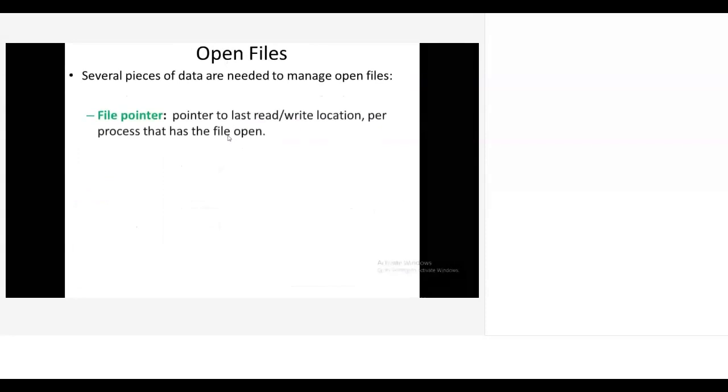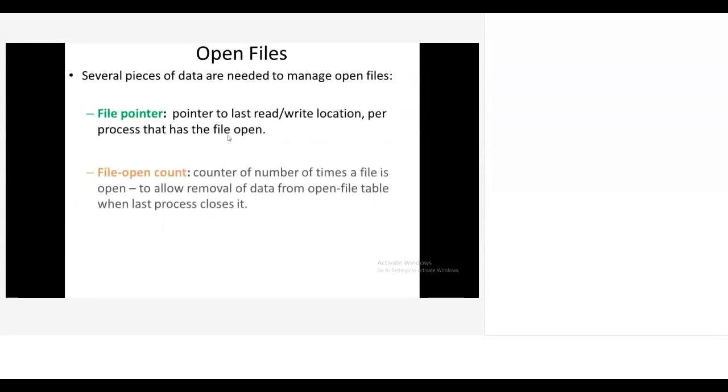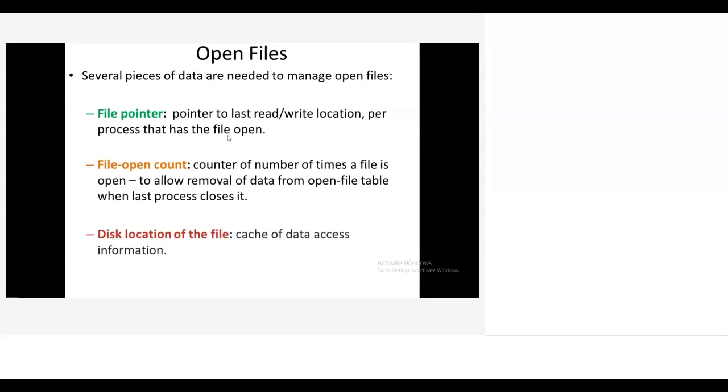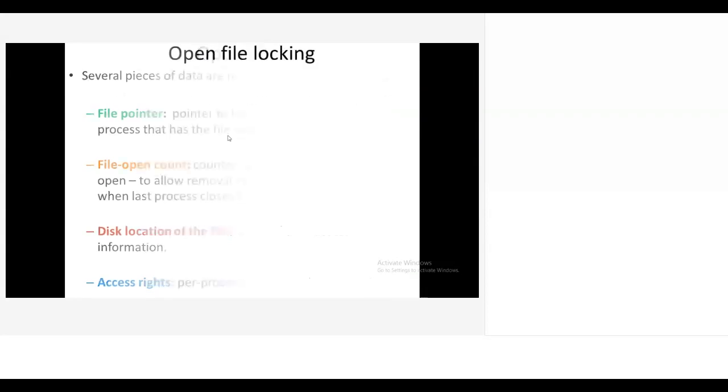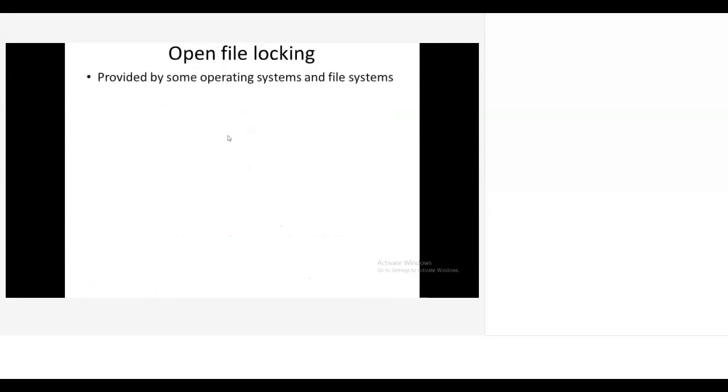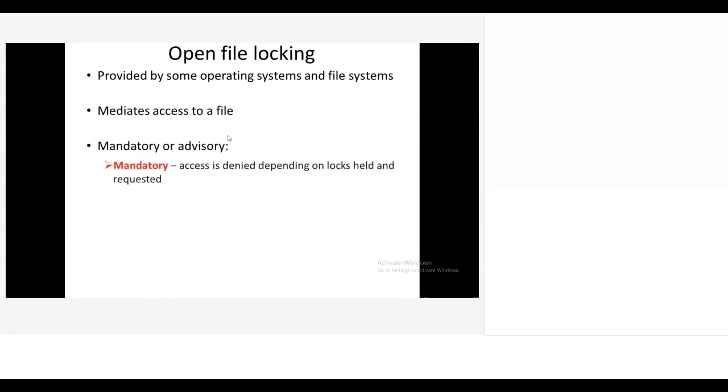And to open a file, you need a file pointer, file open count, and the disk location of the file, where it is in the computer system, and the access rights per process, access mode information. Different types of locking are provided by some operating systems, like mediating access to a file. Mandatory or advisory: mandatory means access is denied depending on locks held and requested.